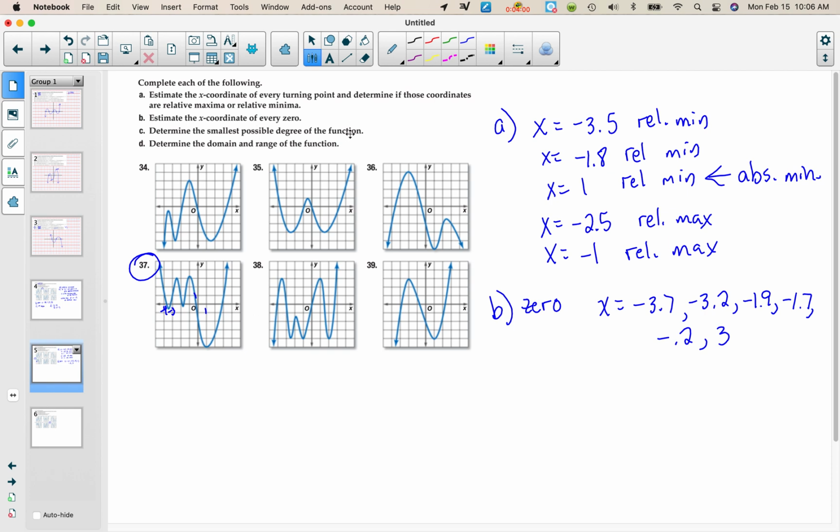Determine the smallest possible degree of the function. Well, that would be 6. Determine the domain and range. The domain, all real numbers, and the range. Remember I said that the absolute min was at x equals 1. Well, that's the x value, but look at the y value, 1, 2, 3, 4, 5, about -5. Y is greater than or equal to -5.